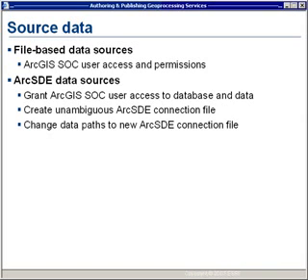You also need to make sure that the process can connect to your SDE database, and you do this by creating an unambiguous ArcSDE connection file. Once you have your connection file, you'll also need to make sure you change data paths to use this new ArcSDE connection file.